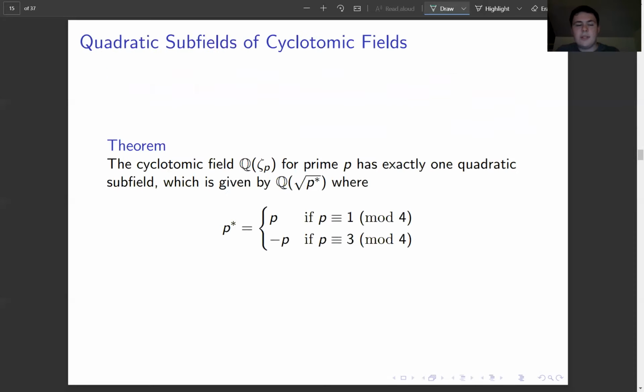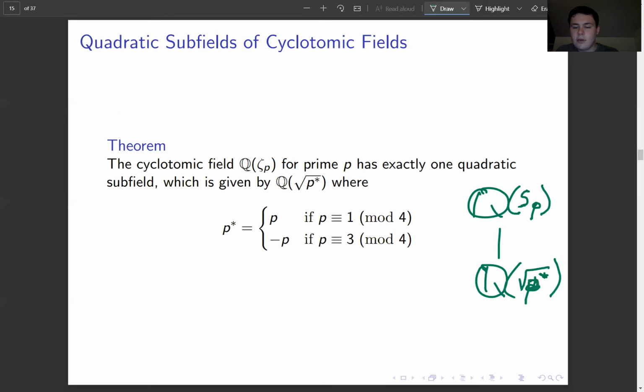We get this nice interaction between these two types of fields, cyclotomic and quadratic. We get this relationship where Q adjoin zeta p, when p is prime, always lies over a unique quadratic field, Q adjoin root p star, which lies on top of Q, where p star is some notational shorthand we use to say that we're taking p or negative p depending on whether p is 1 or 3 mod 4. So we want to make sure the thing in the square root is always equivalent to 1 mod 4. Okay, keep an eye on this theorem because this is going to come back and be important for the proof.